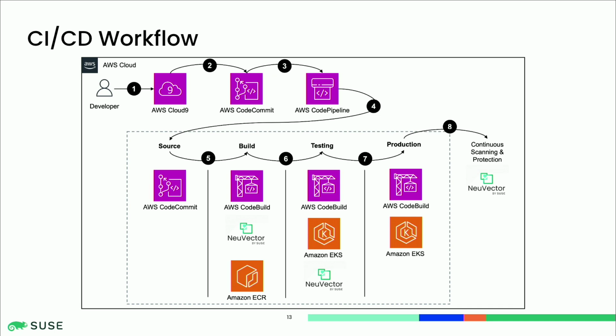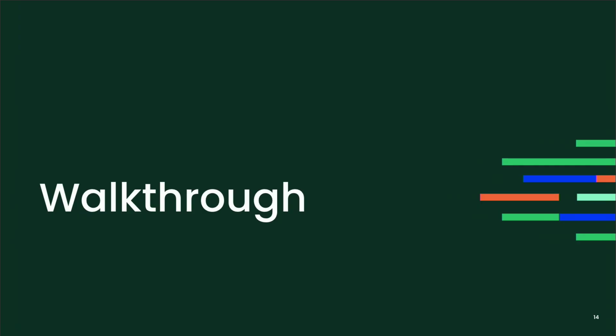Then NeuVector will also identify it, but in a different way, at a different stage, and also inform you. Then you kick off your development cycle, update your base container, your libraries, whatsoever, and then everything starts over. And this is how you actually close the loop between development and your production workflow. Theory is nice, but let's take a look at how that actually looks on AWS.